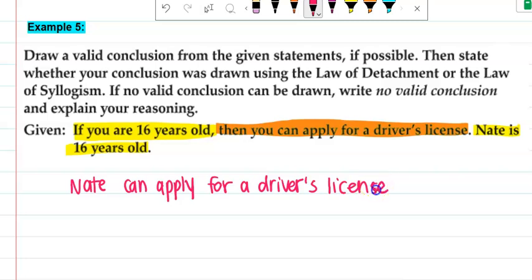Okay, and since we had that break, we started the same, we're going to end the same. This is our law of detachment.